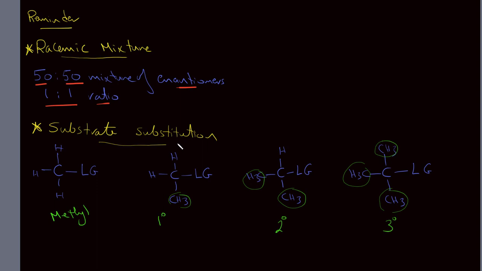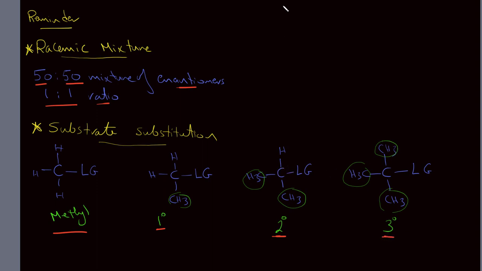Substrate substitution. The first one, when you have the carbon that's connected to the leaving group, and it's not connected to any R groups, this is called a methyl. It's not even a primary. Once you have one R group connected to the carbon with the leaving group, this is a primary. When you have two R groups, now this is a secondary. When you have three R groups, this is tertiary.